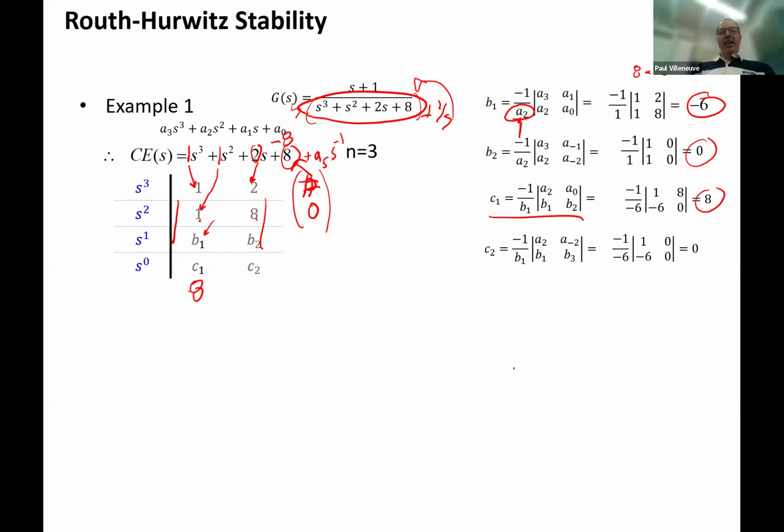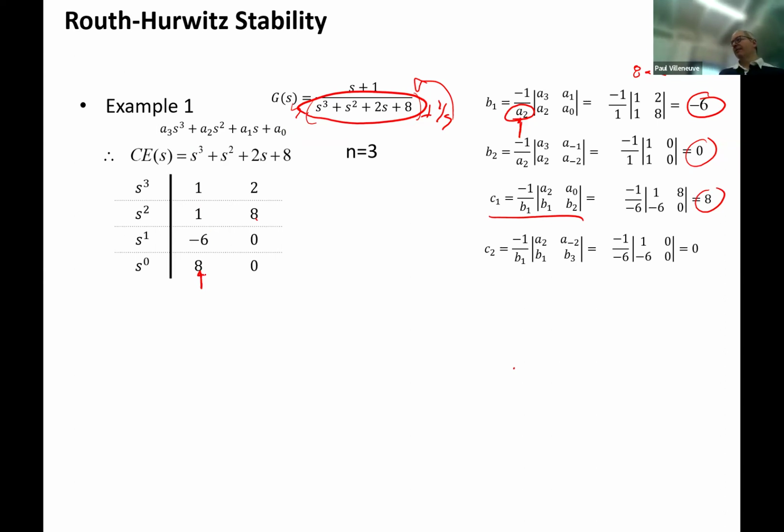Did my results check out okay? What was the one rule that I said you can check your work? Yeah, this last term right here should be equal to A0. So the question is, how many sign changes in that first column?